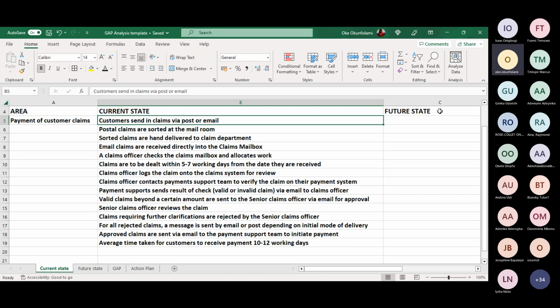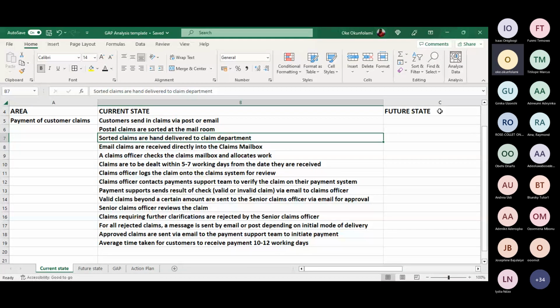Right, so the first thing, it says what? Customers. I just want us to pay attention, because at some point I'm going to be asking us, so we'll have to complete the other bits together. I've done this for us. Okay, so the customer sends in the claims via post or email, right? Postal claims are sorted at the mail room, and the claims that have been sorted are hand delivered to the claims department.